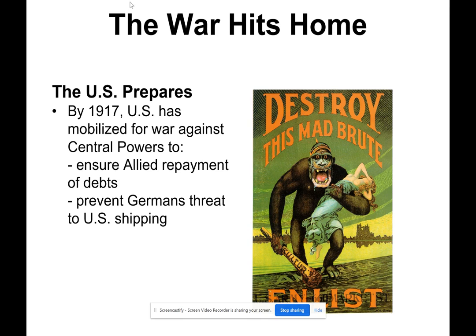The war hits home. So the United States begins to prepare, and by 1917, the U.S. has mobilized for war against the Central Powers to ensure Allied repayment of debts and to prevent the German threat to United States shipping.